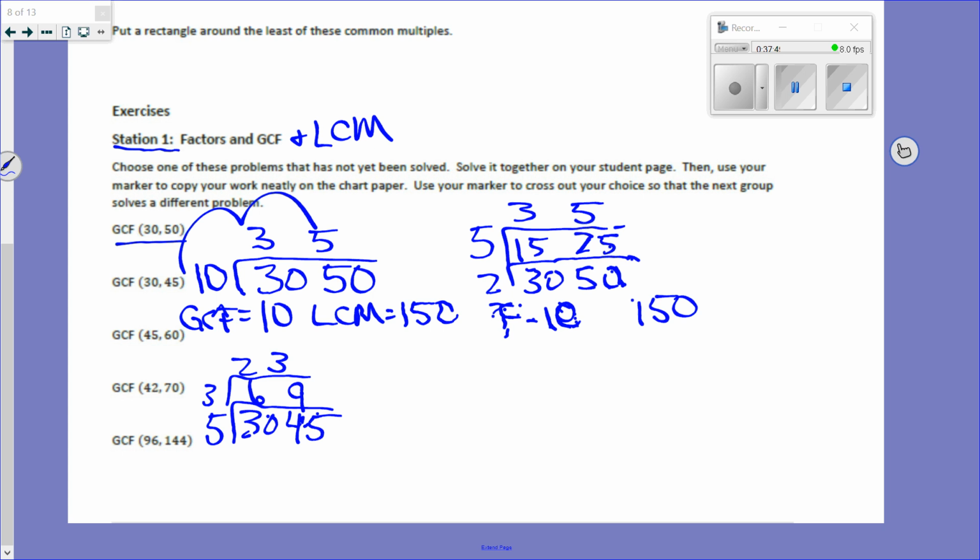So for the factor, I'm going to multiply up the side. 3 times 5. So my GCF is 15. Looky there. My LCM, I can actually do, again, the order I want. I see 5 times 2 is 10. 3 times 3 is 9. 9 times 10 gives me 90.